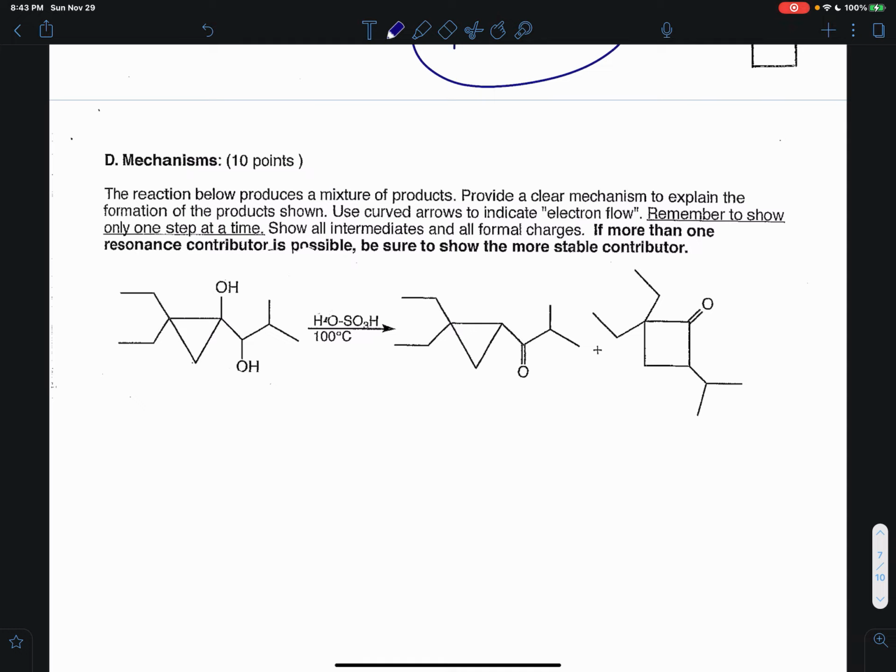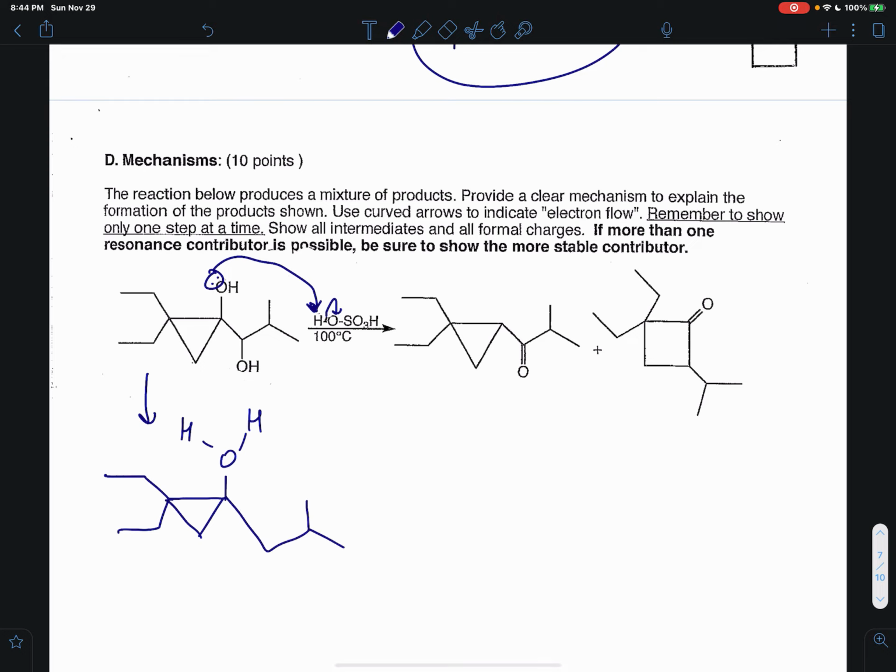So first things first, you have alcohols and you have an acid. We saw this reaction earlier on, and we said that this reaction is a dehydration reaction. What occurs in a dehydration reaction is that the first step is this oxygen has a lone pair, which is going to grab a hydrogen, and that would end up with an H2O, right, with a positive charge.